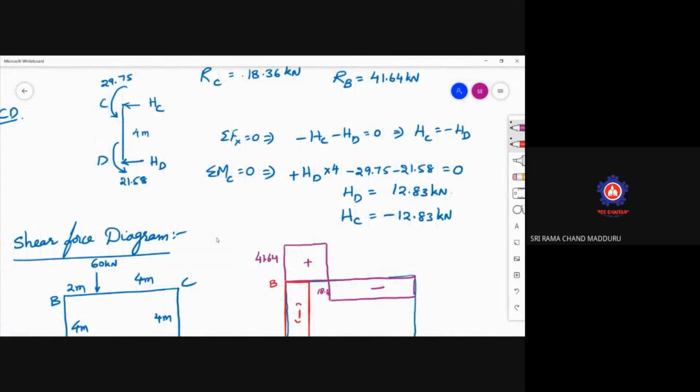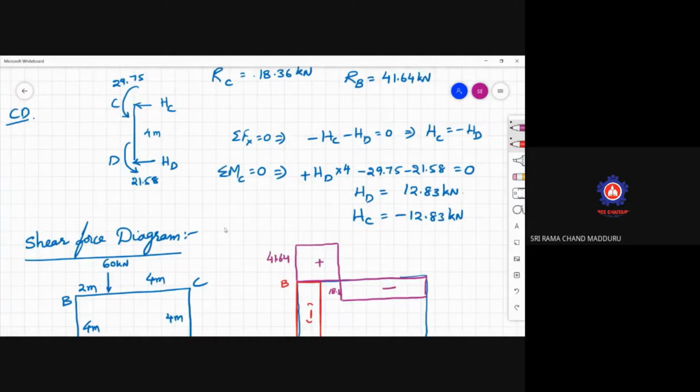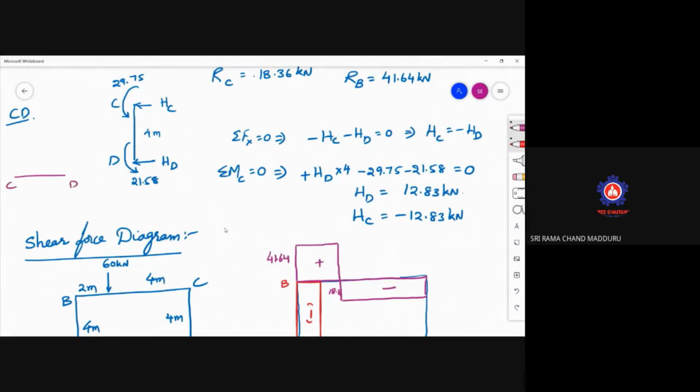Now, for our better understanding, this is BC, and this portion is A, just make it horizontal. Now this is CD. Now you go to the CD beam. So this is C, this is D. HC is shown like this, coming in the downward direction. HD is also coming like this.